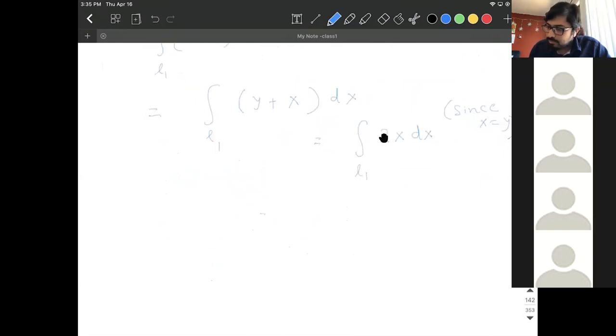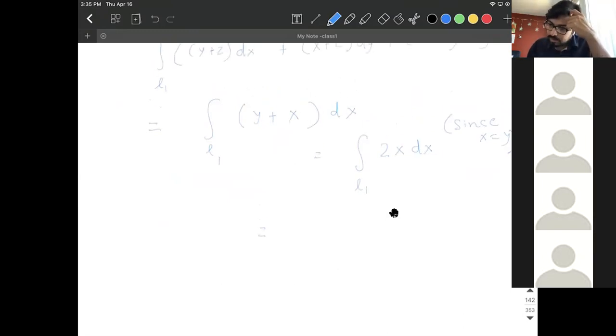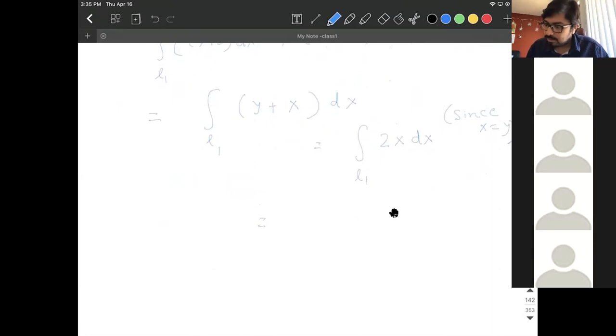And what is L1? L1 is basically the straight line which varies from 0 to 1. So the x coordinate varies from 0 to 1, and so does the y coordinate. But we are only concerned with the x coordinate. So this is the integral from 0 to 1 of 2x dx. So this is 1. Okay, so this is the integral on the first line.